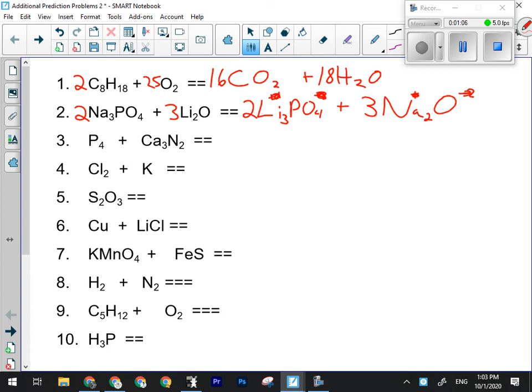Putting a 3 there gives me 3 oxygens. I go back and it looks like I have 3 oxygens here already, so now I'm good. The equation is balanced. Okay, questions on the first 2? Okay, keep going. I'll do another 2 here in a few minutes.